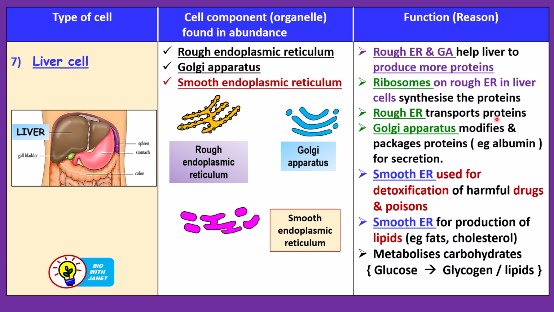And they transport proteins in the center of their structures first, and then they will package the proteins in transport vesicles, which are then sent to the Golgi apparatus. The Golgi apparatus modifies and packages the proteins such as albumin for secretion out of the cells, okay, out of the liver cells.